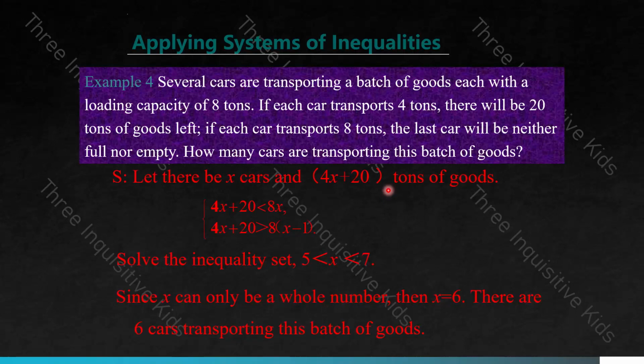So this solution set right here doesn't include 5 or 7. But since x can only be a whole number, then x has to be equal to 6. So there are 6 cars transporting this batch of goods. Remember, if you just answered this inequality right here, then you wouldn't have gotten this question right, because this is a word problem, so you will need either a full sentence or a unit. Depends on what your teacher requires, but after solving, it's usually good to see if this fits the question that is being asked.